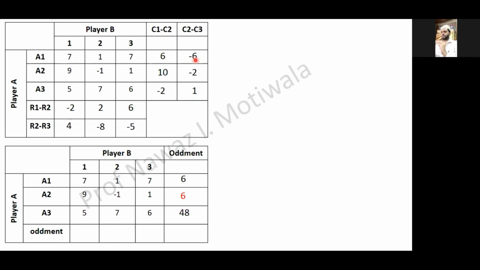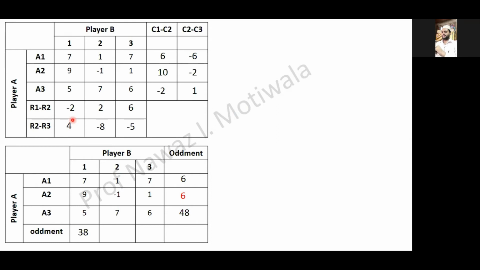Similarly, we will find the oddments for player B. Same concept. Let us say I want the answer at this part, that is strategy 1, or the oddment for player B at this part. I will ignore the first values and take the determinant of the remaining ones. So it will be 2 multiplied by minus 5, which is minus 10. Minus 10 minus of minus 48, so it will be 38.